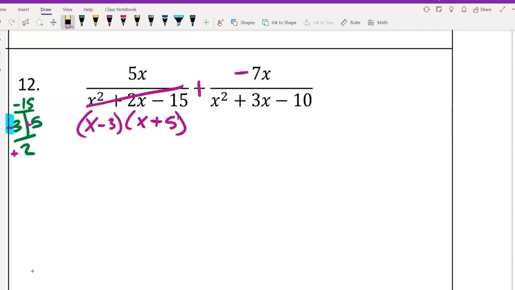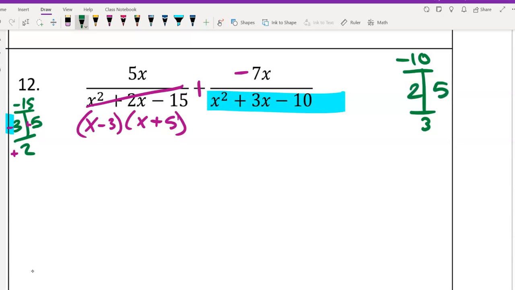Now, the other denominator here, we have a negative 10 at the top, a positive 3 at the bottom. So factors of 10, we got 2 and 5. How do they add up to 3? We have a positive 5 minus 2. So x minus 2 times x plus 5.